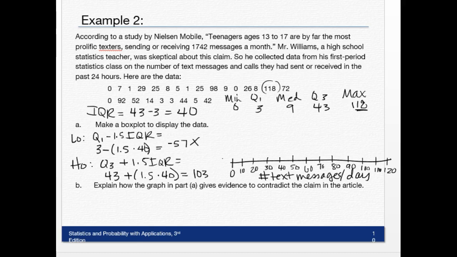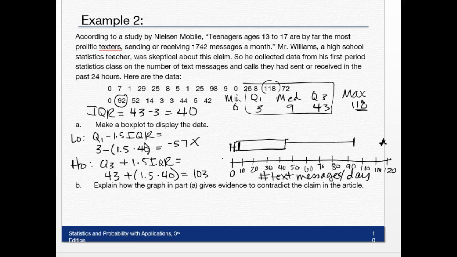Now, our box is this piece right in here. It goes from 3 to 43. There's our box. Then we draw the median, which goes at 9, so it's way down here. It's inside the box. Then we draw the whiskers to our minimum. And our maximum is 118. That was an outlier, so we're going to put a star out there. And then we're going to draw our whisker to the next highest value, which was 92, which goes right about there. Okay, so there's our box plot.